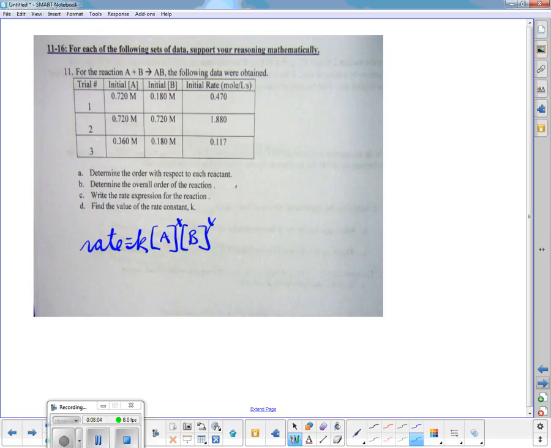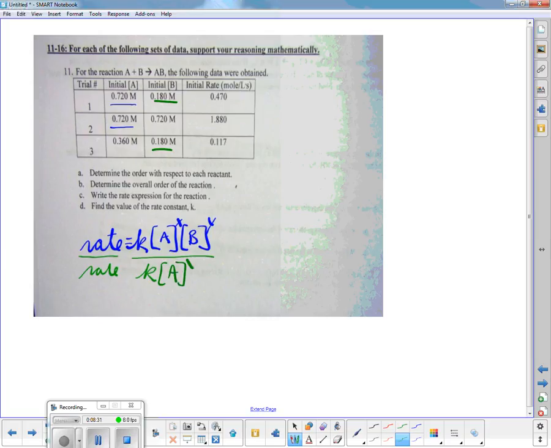So what we want to do is look and say, oh, A's held constant here, and B's held constant here. Basically, I can take one rate and divide it by another rate, and the same things like this. If I hold A constant, then A will drop out and k will drop out of the equation, and I can solve for B. If I hold B constant, B will drop out, and I can solve for A.